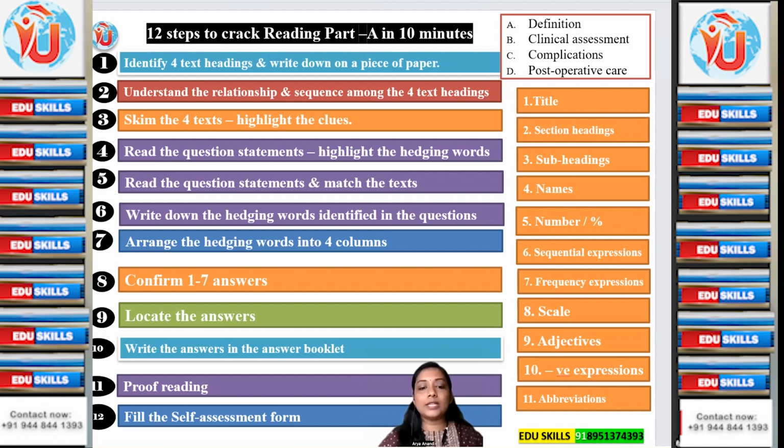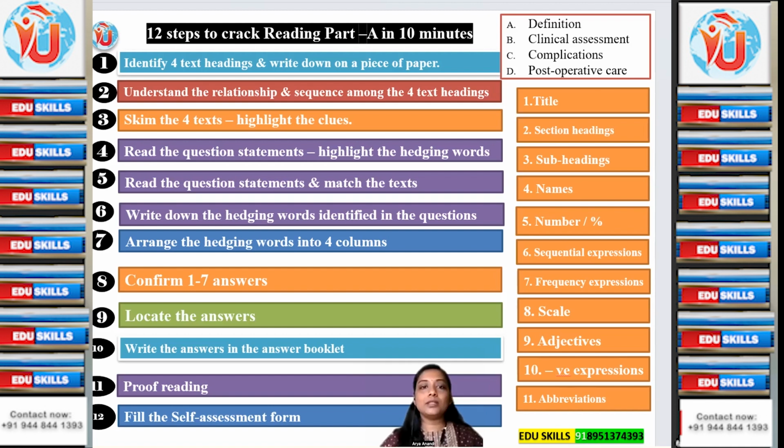Then fill the self-assessment form. We have a self-assessment form in Edu Skills. You can fill that form. It records how many questions you answered in 15 minutes and how many marks you got. If there are 20 questions, you complete 12 questions in 15 minutes, and the correct answers are 10, then your score is 10 out of 20, not 10 out of 12. You mark it like that in the self-assessment form. This will help you find out whether your score has improved or not.